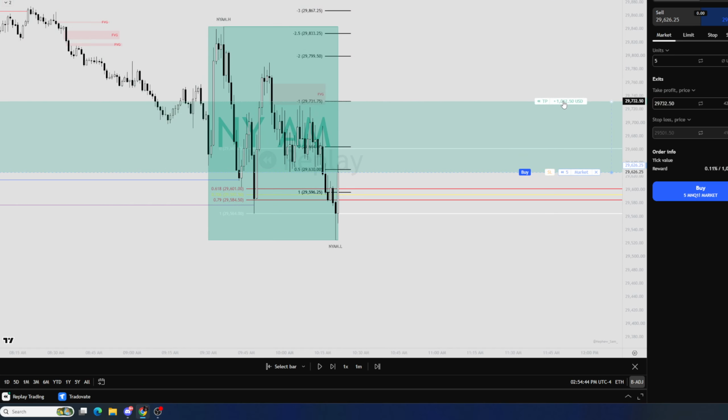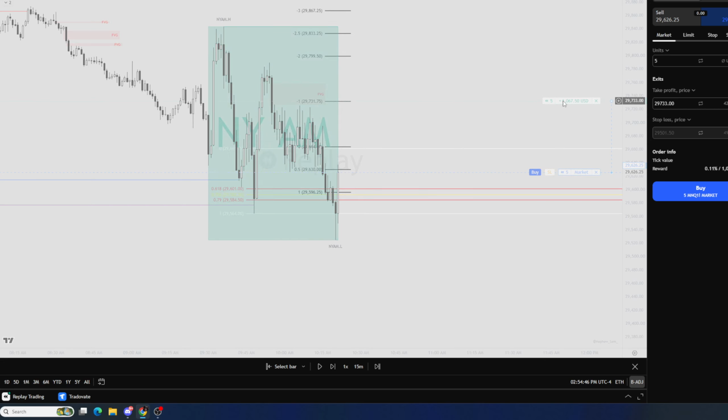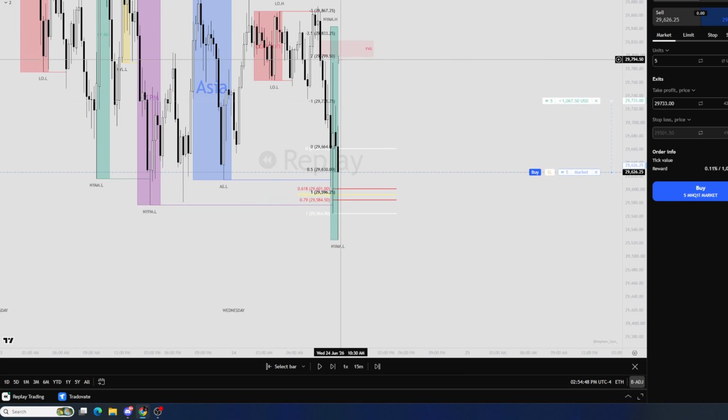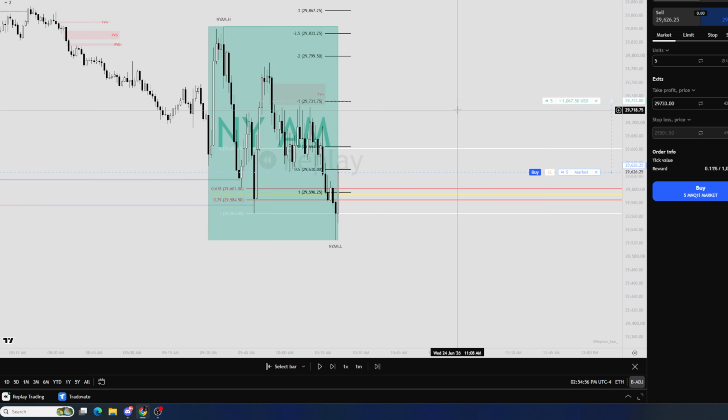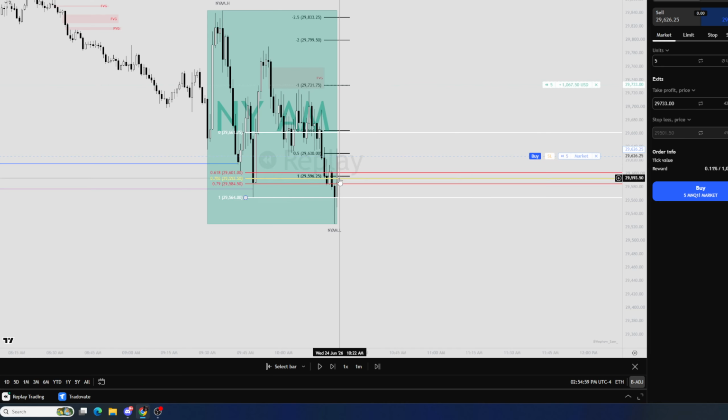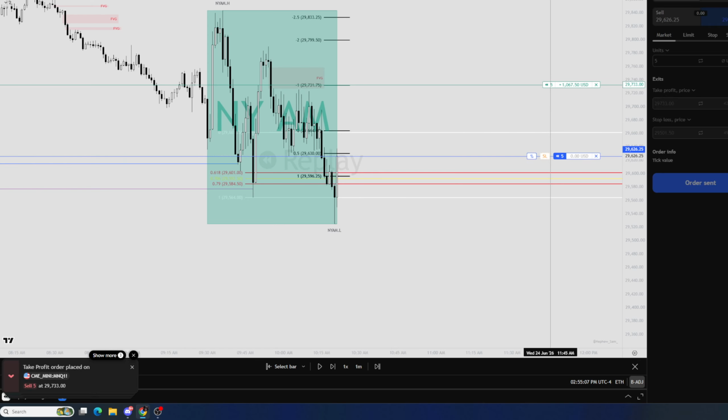I targeted the 1 instead, because on the 15 minute there was a bearish value gap right at the 2, and I didn't want to get rejected off of that. So I'd rather take it off the 1 today. I always take entries if any candle is above the OTE, the middle of the zone. So this will be my entry again. Bang, this is my entry.